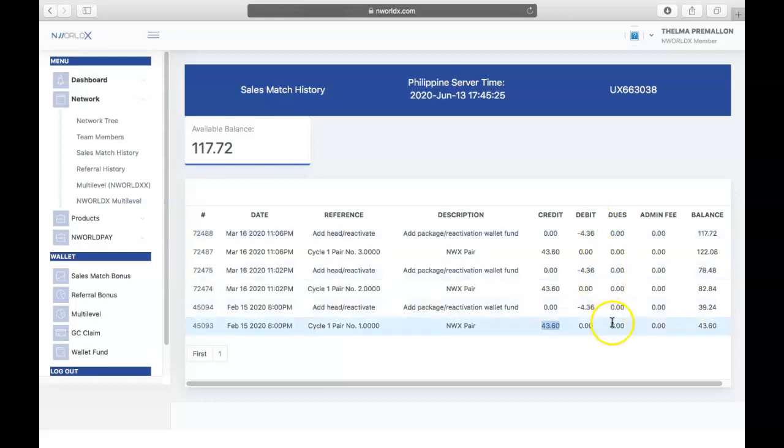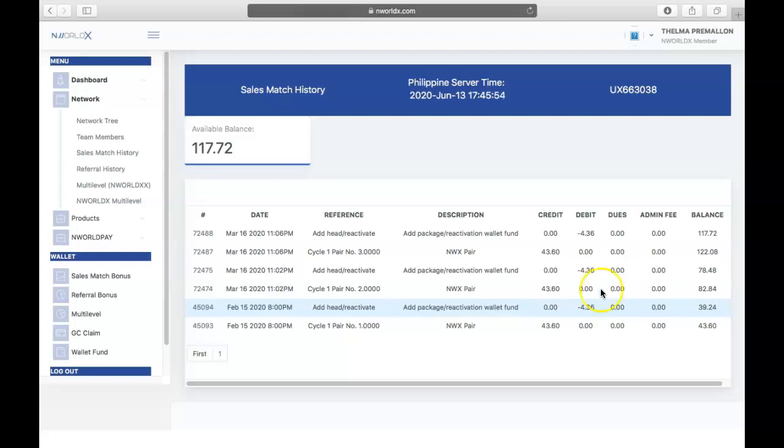Then the dues. For the US dollar account, you are not imposed the 10% tax. But for the Philippine account, you can find the 10% tax every time you earn, because that is being reported for our income tax return every time we request our income tax return from the company NworldX.